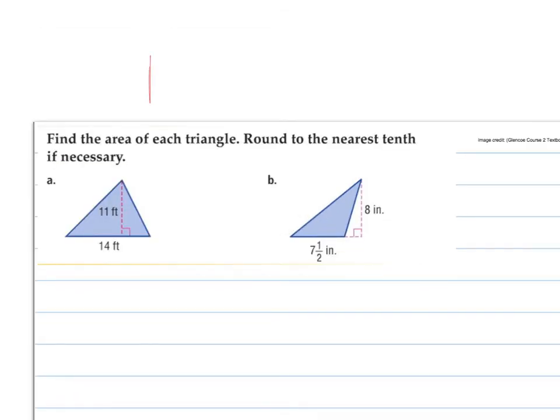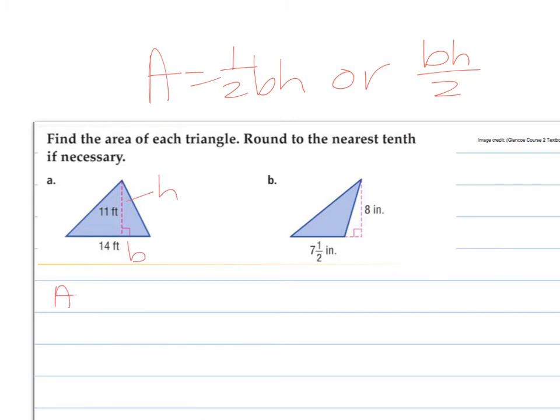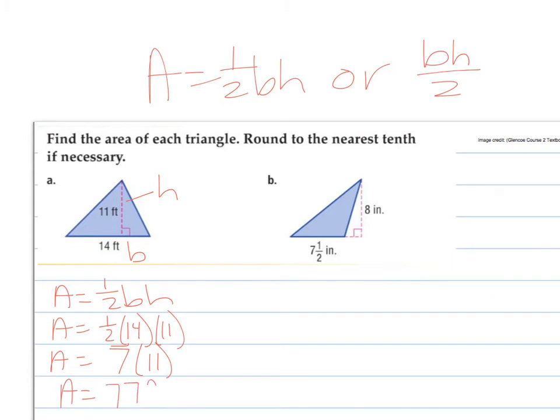So remember, triangles, area is 1/2 base times height, or base times height divided by 2. So determine your height and your base. So I'm going to do 1/2 my base times my height. 1/2 my base of 14 times my height of 11. So 1/2 of 14 is 7. Then times 11. Area is 77 square feet.